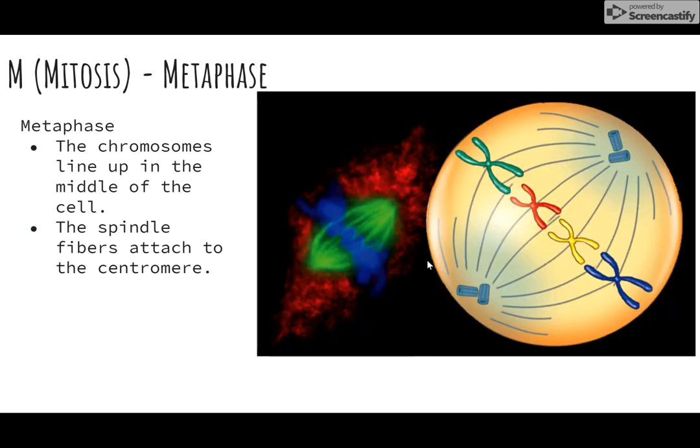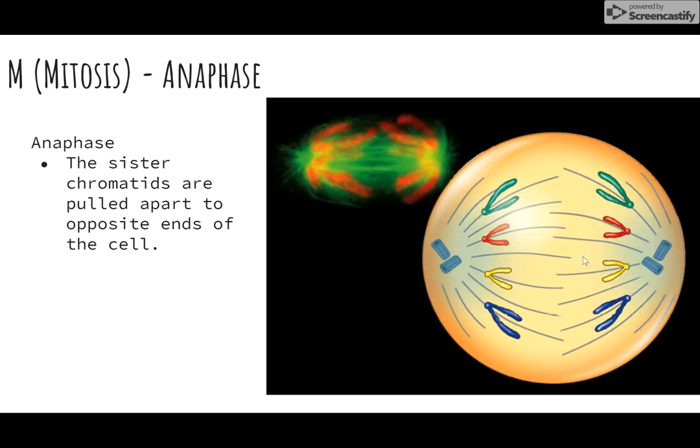Okay, so what happens next? So in mitosis, we have our second phase, which is metaphase. Metaphase is where the chromosomes line up in the middle. You can see here they are, single file, and they line up in the middle, and then the spindle fibers are going to attach to the chromosomes here at the centromeres. And that's going to be important because the spindle fibers are going to pull these apart in our next phase, anaphase.